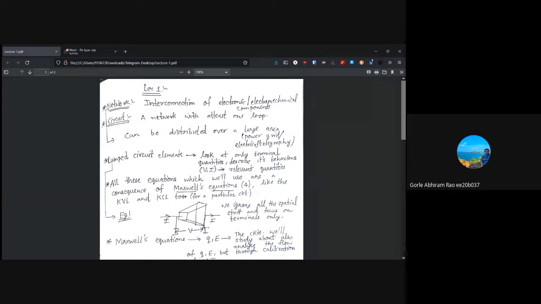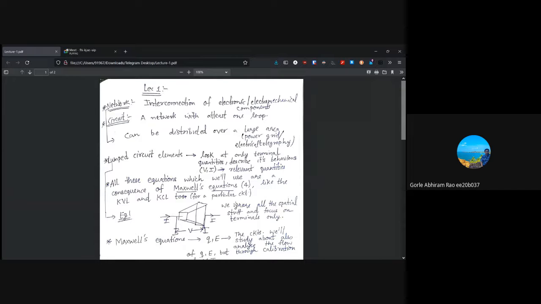And it is a slightly broader term in the sense that a network need not have any sort of looping, and a network is something that can be distributed over a very large area, like in the case of a power grid or maybe an electrical telegraph. I mean, these are two specific cases. But if you look at a more specific case, a circuit is basically a network with at least one loop, meaning there's at least one closed path for the current or the charge to flow in the circuit. That is what a circuit is basically.